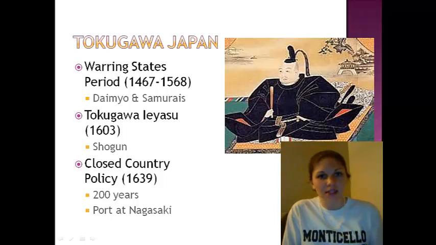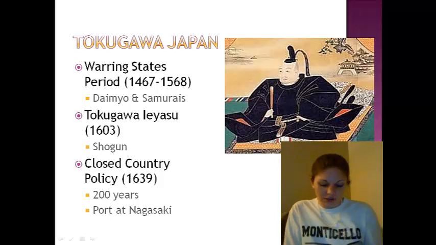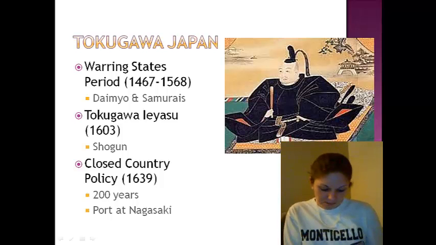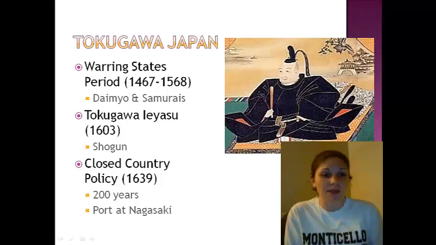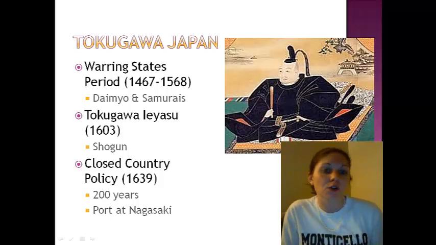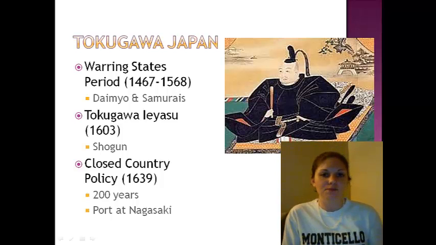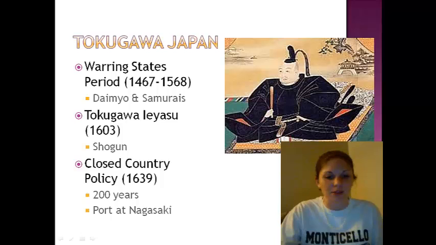The exception to this, again, is the Dutch and the Chinese, who are still allowed to trade with Japan, but only at the port of Nagasaki. That is the only port that is open in Japan at this time. So, like I said, despite this closed door policy, Japanese culture and their economy is still able to flourish and develop. So that is a quick overview of what we need to know about Japan, that they practiced the policy of isolationism, and that it was this policy that shaped their interactions with the rest of the world.